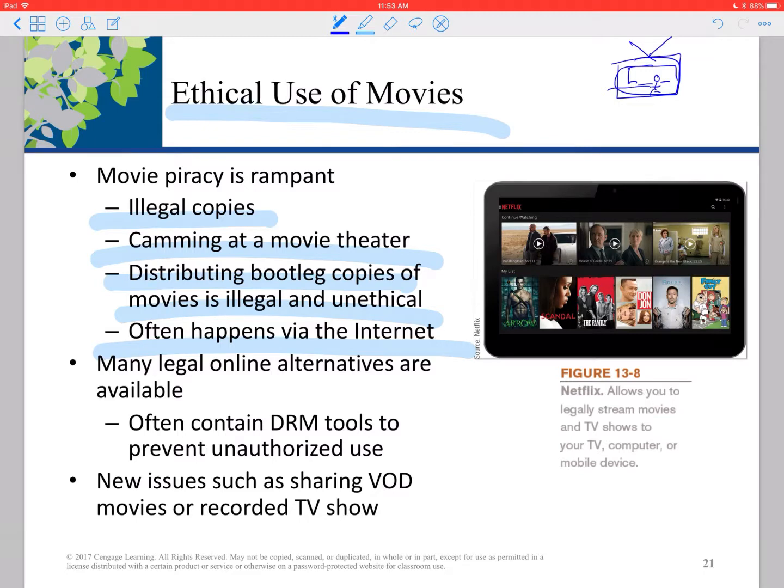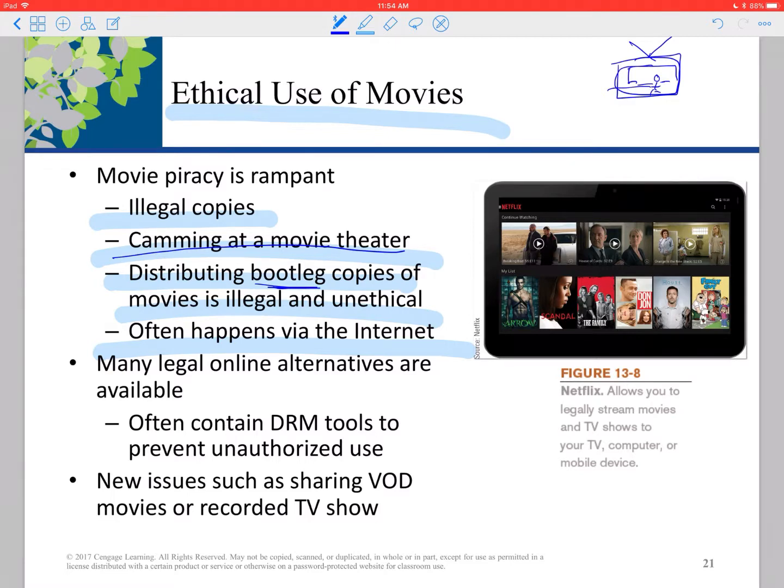This is what is called camming, where someone literally takes a camera to the movie theater and then brings the recording back and shares it with people. That's illegal. A bootleg copy is a copy that is made without the consent of the company that made the copy. Bootleg, of course, is a term that comes from alcohol distribution during Prohibition in the 1940s.